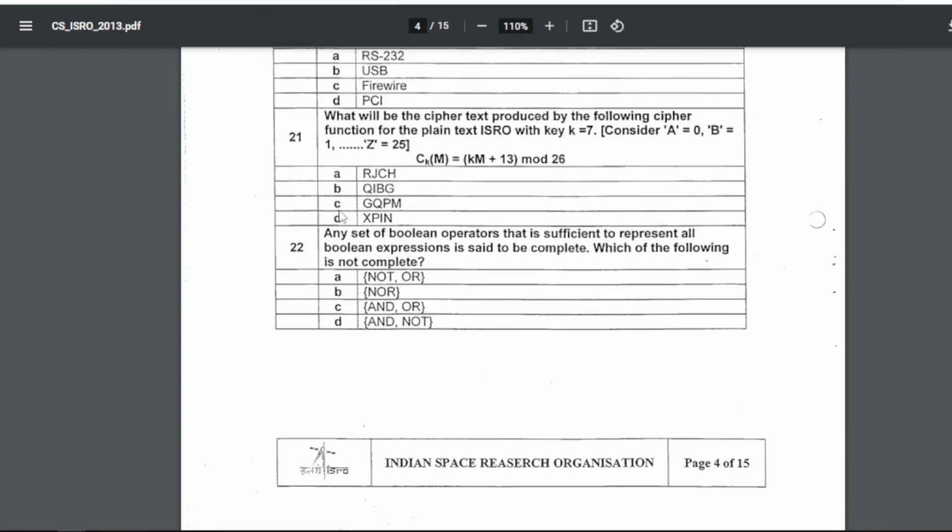Now the next question is 21. What will be the ciphertext produced by the following cipher function for the plain text ISRO with key k equals to 7, considering a equals to 0, b equals to 1, up to z equals to 25? So C_km equals (k_m plus 3) mod 26. Again guys, if you solve this, you will get the answer as A, that is RJCH, right? You will have to put these values and then apply the mod operation, and then you will get the answer as A, that is RJCH.